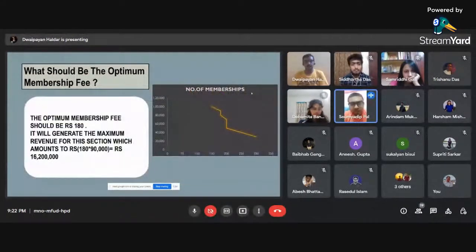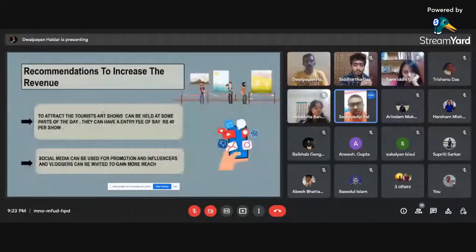From our calculations, we can say that the optimum membership fee could be rupees 180, which is 10% less than the previous one, 200. So the maximum revenue that can be generated is 180 into 90,000, which amounts to 1.62 crores. I would like to hand over to Siddhartha now.